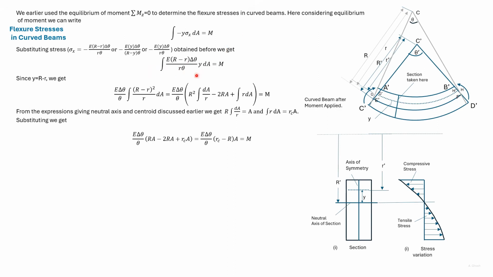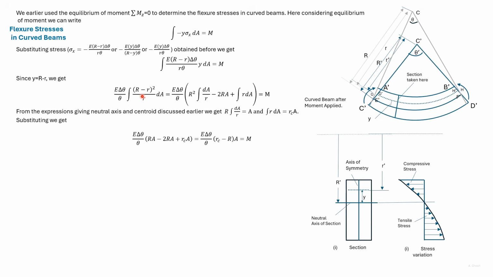Also, y is equal to capital R minus small r. Substituting y, we get this expression. The portion E delta theta divided by theta has been taken out of the integration sign. We'll deal with the portion within the integration sign and outside the integration sign differently. First, we look at the portion within the integration sign.